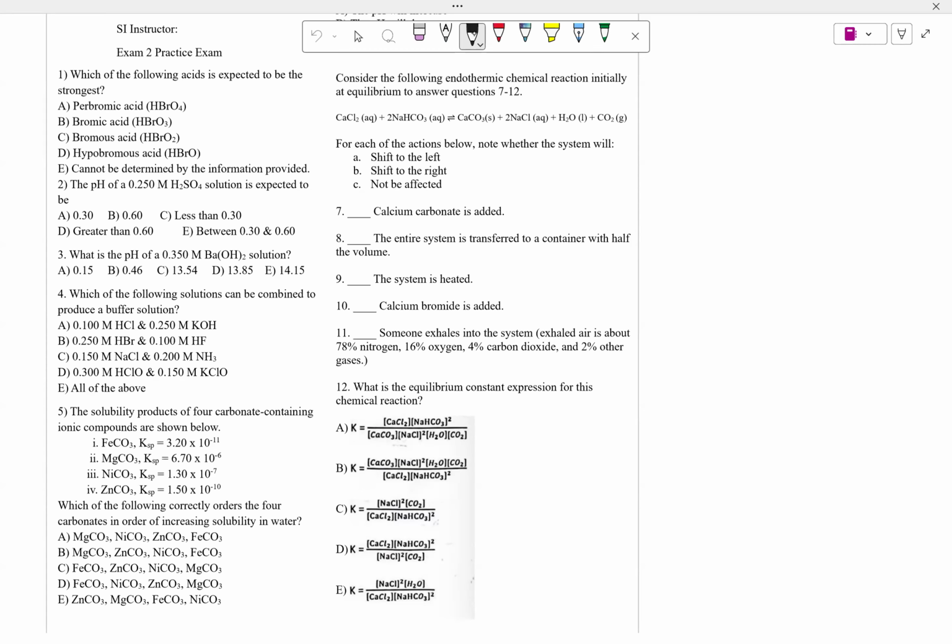The difference is basically which one has an extra hydrogen. As a conjugate acid, that means it has an extra hydrogen compared to the base.